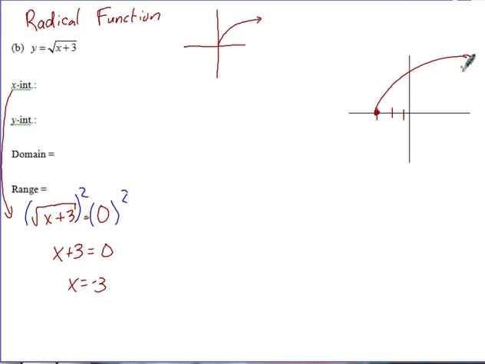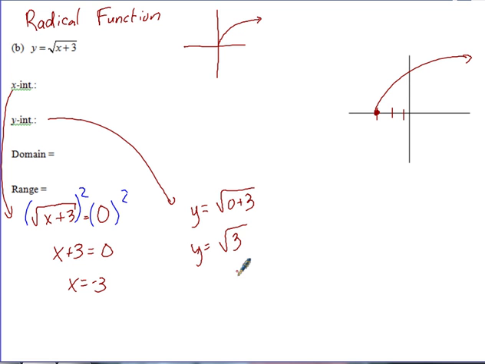Let's try and find my y-intercept. How do you do the y-intercept? What would that look like? What's 0 plus 3? So y equals the square root of 3. Do you know the square root of 3? So then, do you know what to do? Just leave it. Can you give me an approximation? Yeah, it's like 1 point something, right?